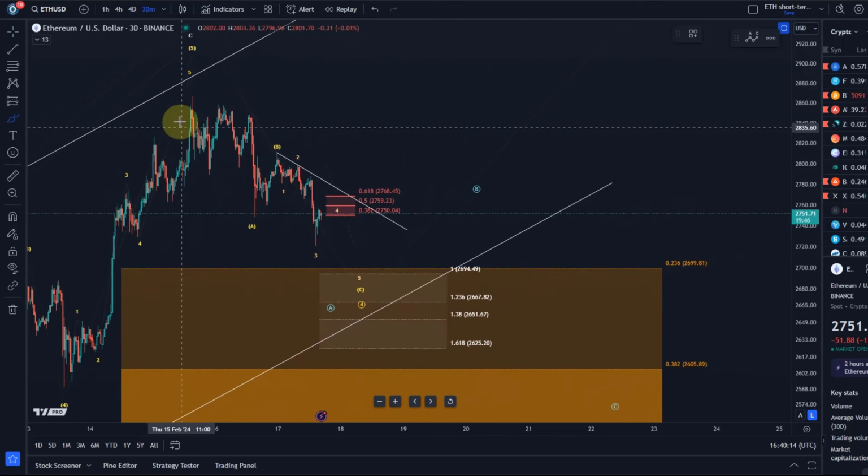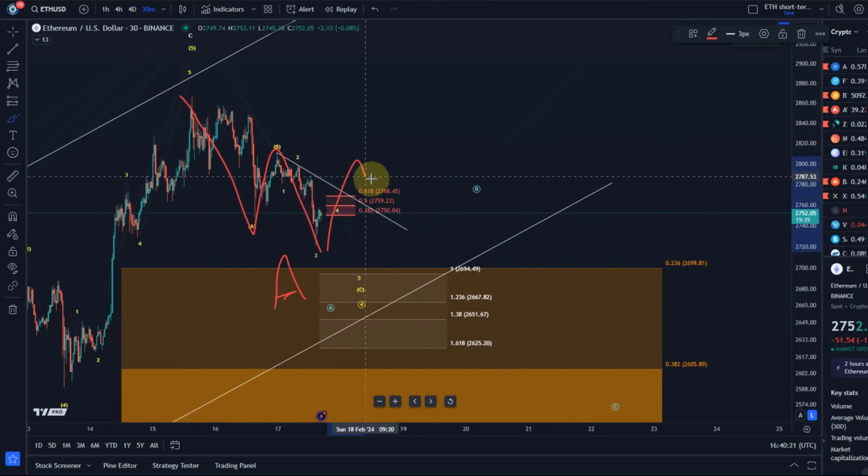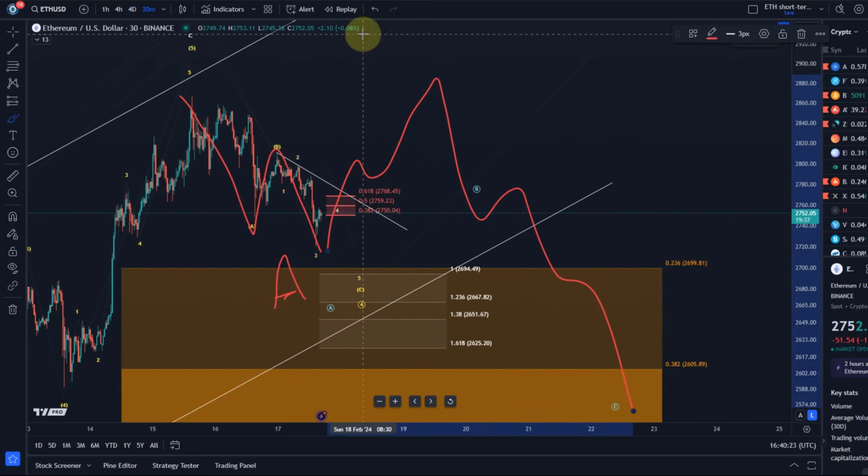Or it could be that this is some kind of an ABC in a larger A wave as indicated here in blue. It's doing a B, and then the C wave down is happening later.